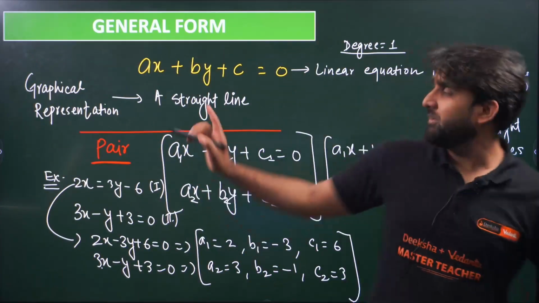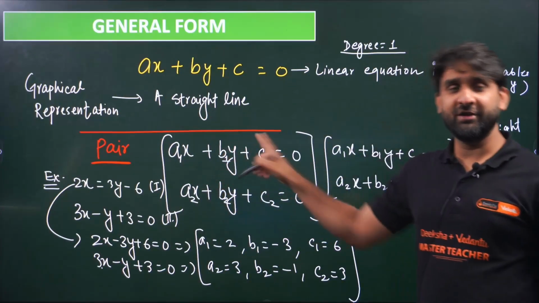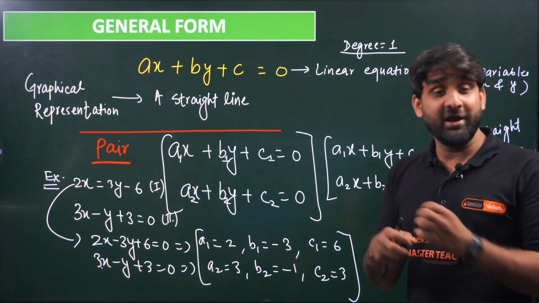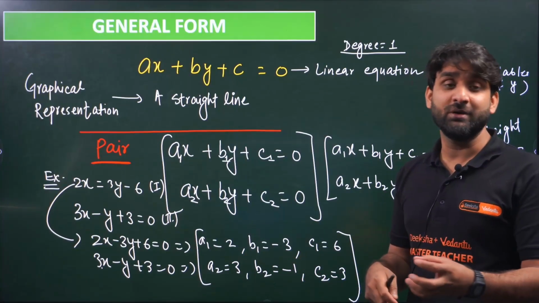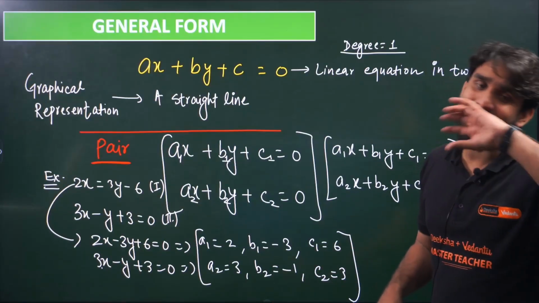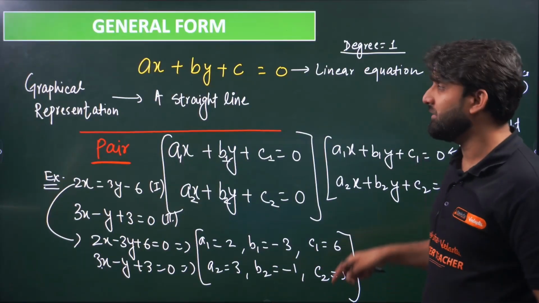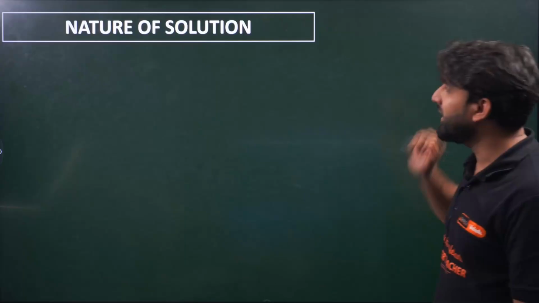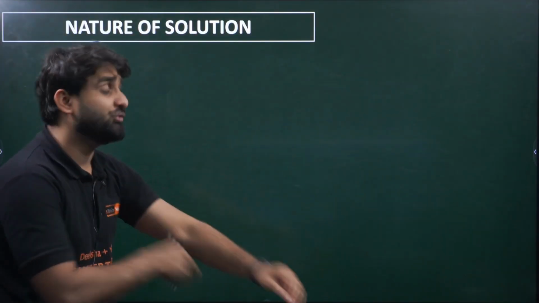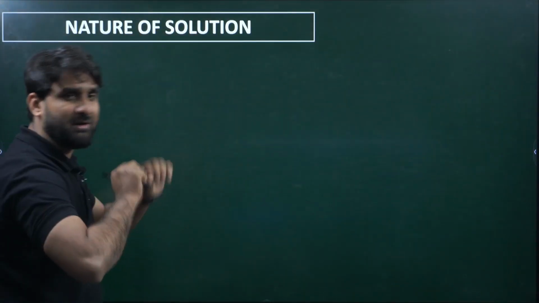So general form is very powerful. I hope this is clear to you all. Extracting A1, B1, C1, A2, B2, C2 from the given linear equations is very important, because the entire chapter is based on this, and a lot of questions come in the board exam. Moving ahead. Okay, so now let's talk about the nature of solution. Very important, nature of solution.